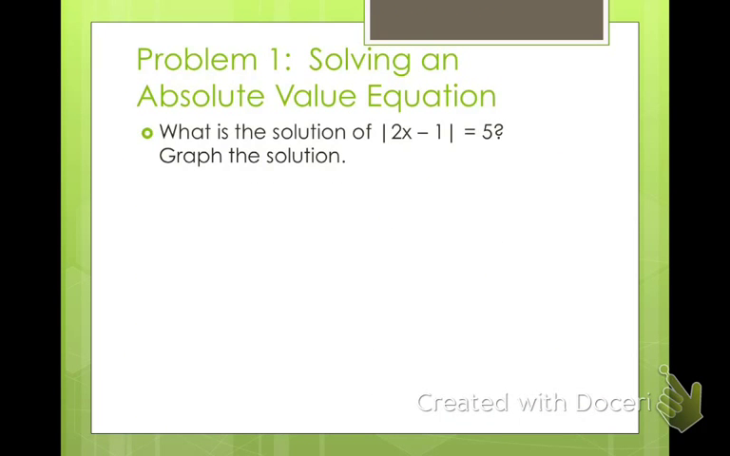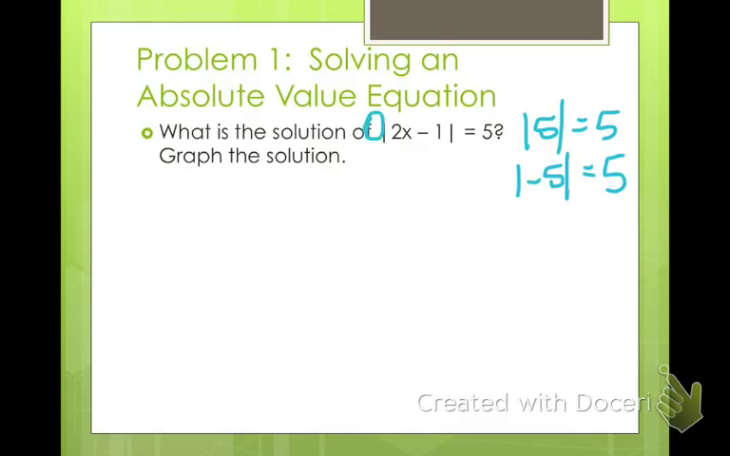Alright, so let's go ahead and start. We're going to start with the easy ones, the equations. So what's the solution of the absolute value of 2x minus 1 equals 5? Okay, so for these, if I just told you the absolute value of 5, what would you say that is? 5, right? What if I told you the absolute value of negative 5? They're both equal to 5, aren't they? Okay, so what we're going to do is we're going to have two separate answers. We're going to have a positive and a negative solution.